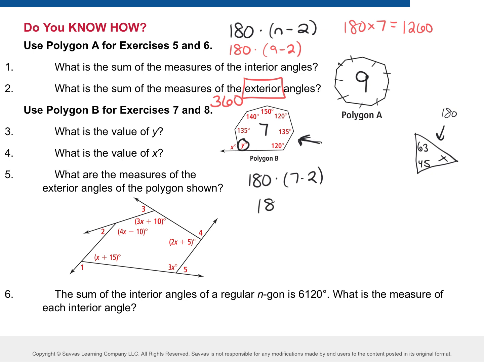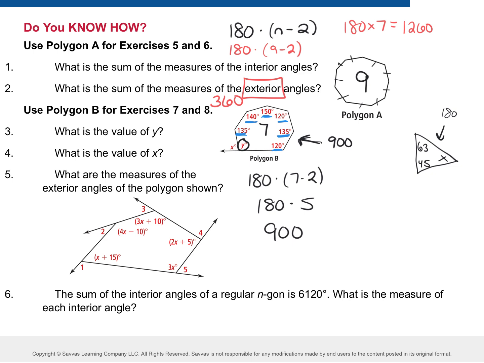So I have 180 times 5, which is 900. Is 900 my answer? No. What does 900 give us? 900 is the sum. Okay. So how do I find the missing angle? Add your other sides up and then minus 900. Right. Add up all the sides that you know and then subtract from the total.